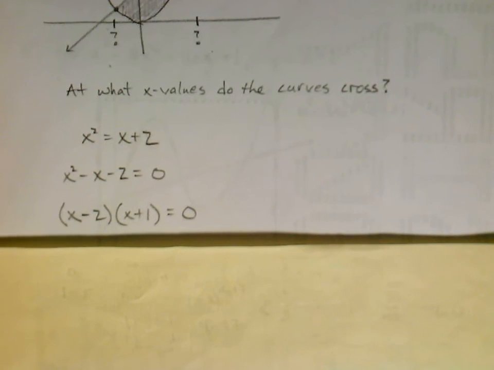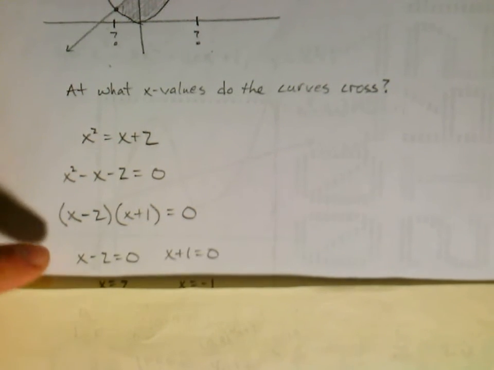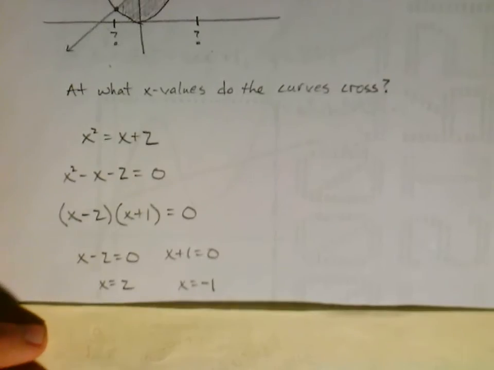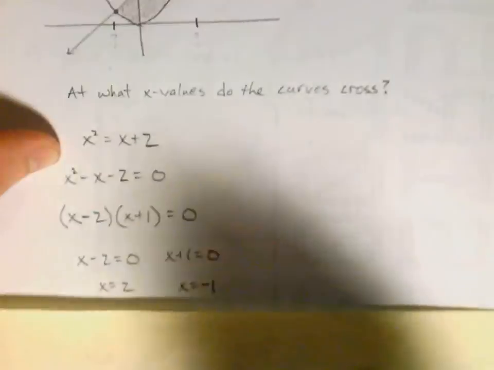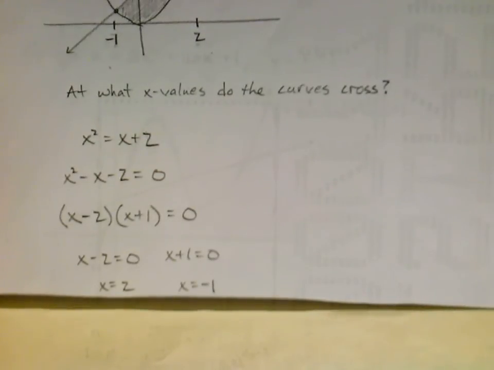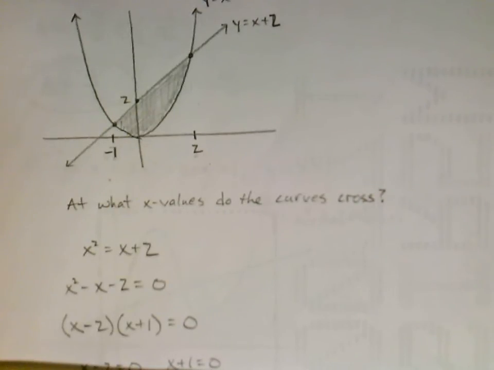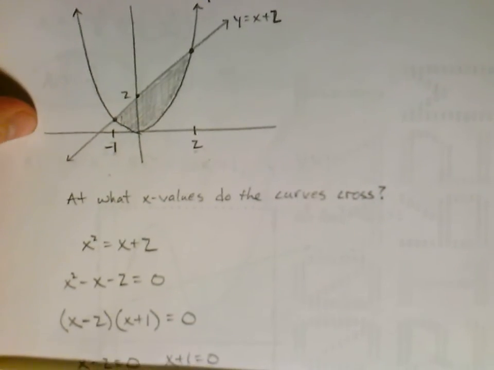I know I'm going through this kind of quickly, but it factors nicely, and then we set each factor equal to 0, and we get our two x values: x equals 2, and x equals -1. So I can go back up to my drawing and put in -1 and 2 right there. And now I know what my a and my b for my integral should equal.